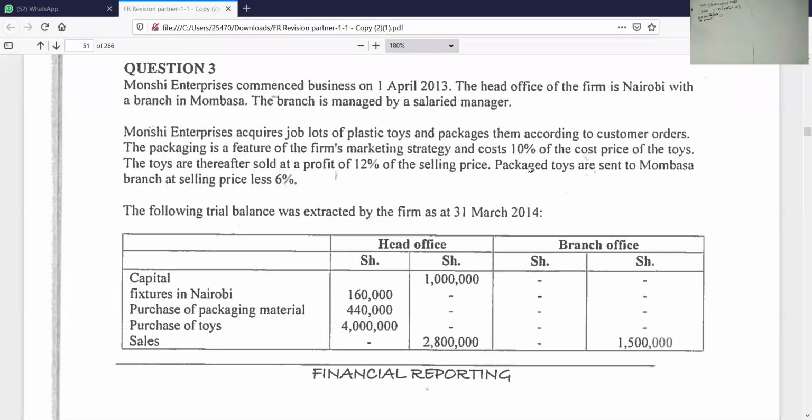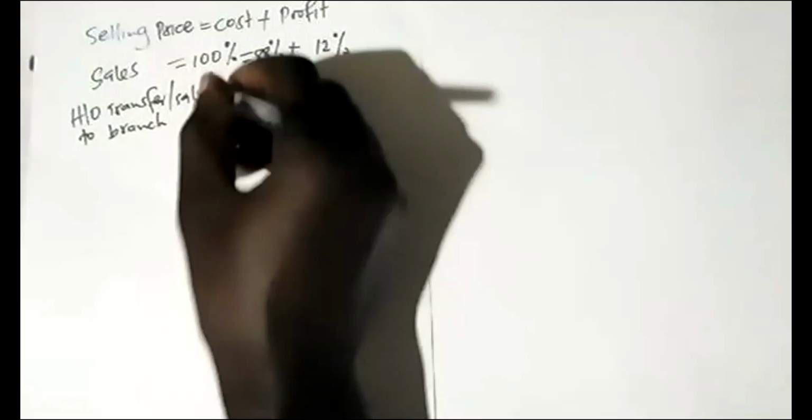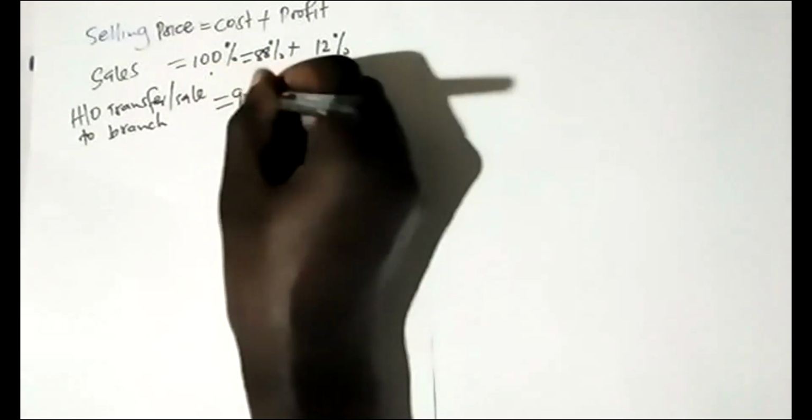So they said, packaged toys are sent to Mombasa branch at a selling price less 6%. And we have said that if it's selling price, because that is margin, it will be 100, less 6%. So if we take 100 minus 6, we will get 94. So this one will be 94%.